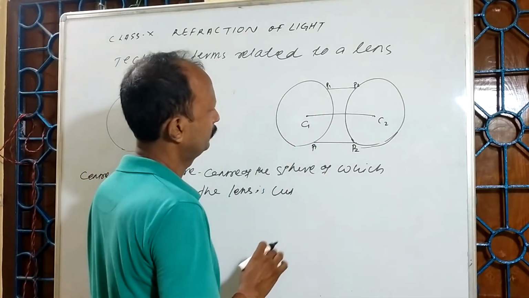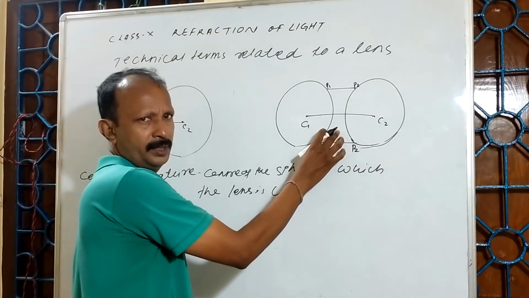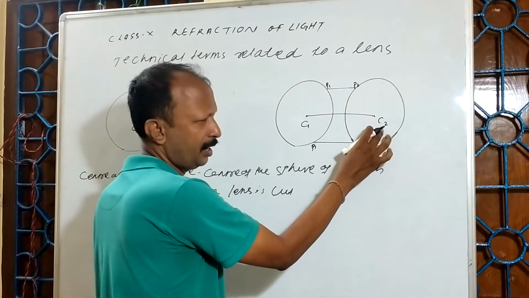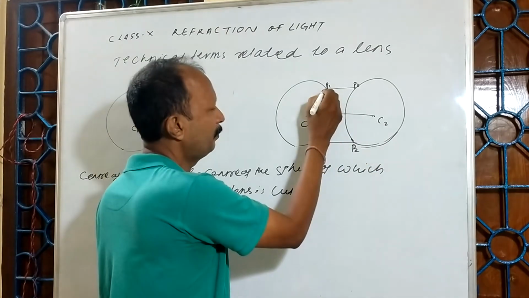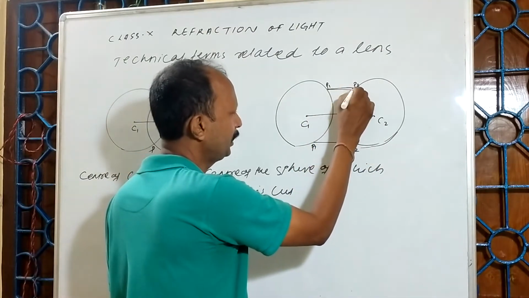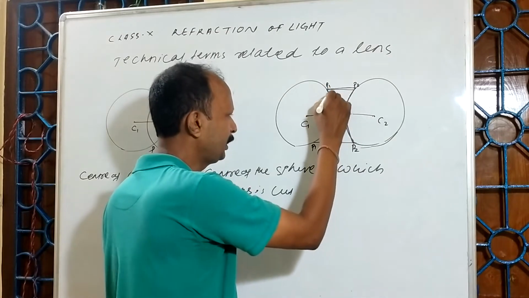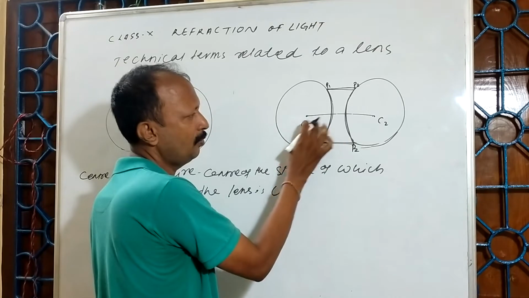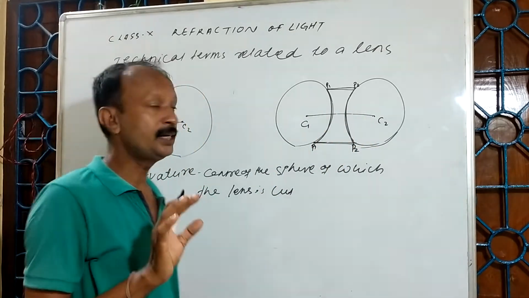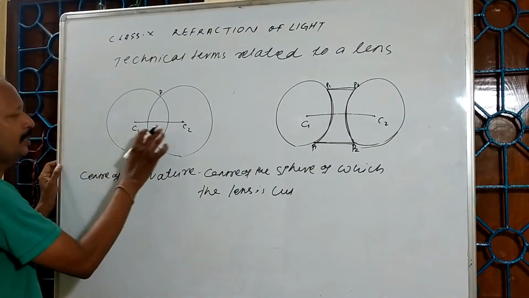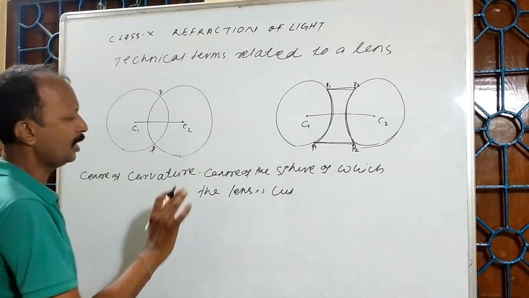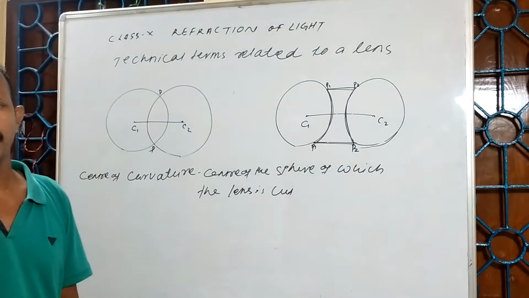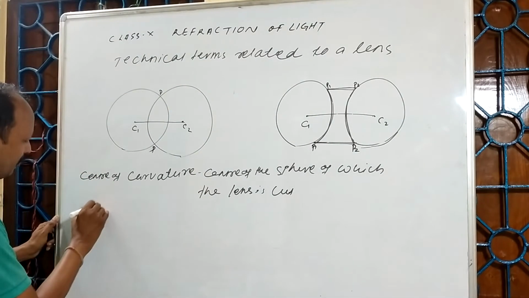concave, also same things I have written here. This is the first one I have written C1, second one I have written here C2. But here I have mentioned here equiconcave lens. This is the lens. This one is the C1, this one is the C2. This is about the center of curvature. Now we will see about the radius of curvature.